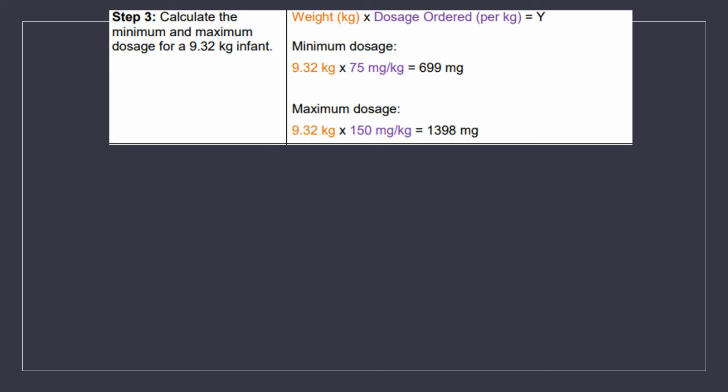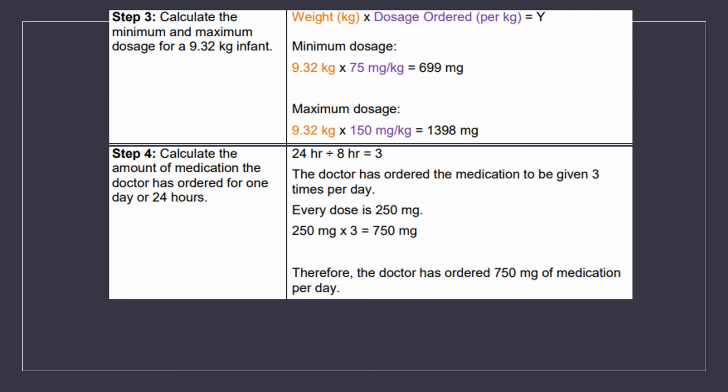Next is to calculate a minimum and maximum dosage for a 9.32 kilogram infant. So for the minimum dosage, the weight of the patient, 9.32 times 75, is 699 milligram. For the maximum dosage, the weight times 150 milligram per kilogram is 1,398 milligram. Then we calculate the amount of medication the doctor has ordered for 1 day or 24 hours.